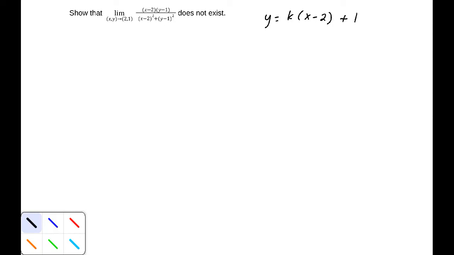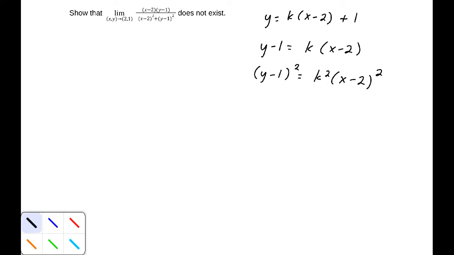So what we're going to do is just note, from this very convenient choice, that y minus 1 equals k times (x minus 2), which means that (y minus 1) squared is equal to k squared times (x minus 2) squared.